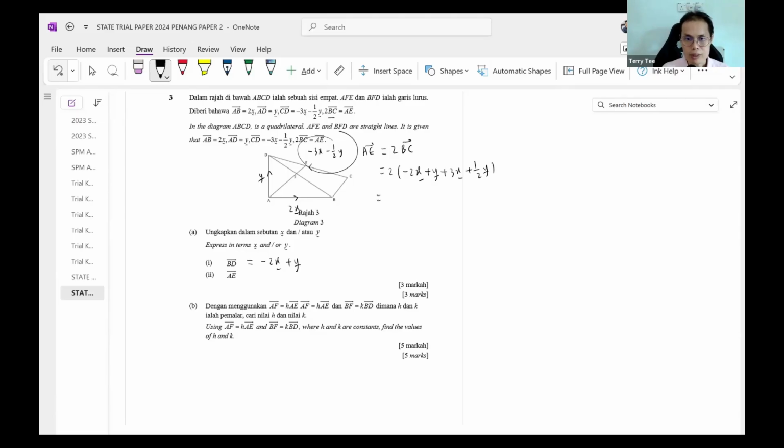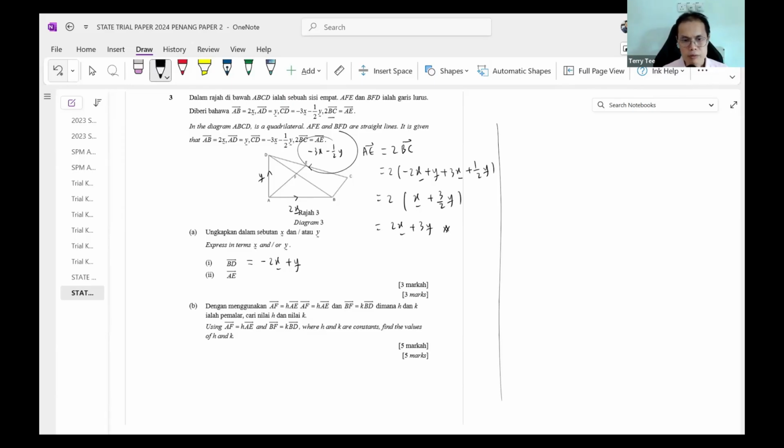Now let's simplify it further. This is 2 of x plus 3 over 2 y. Multiply the 2 inside: 2x plus 3y. You've got your AE already, 2x plus 3y. Now, by using AF equals hAE, BF equals kBD, find the values h and k.